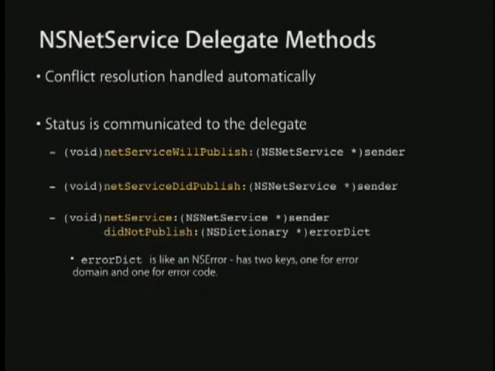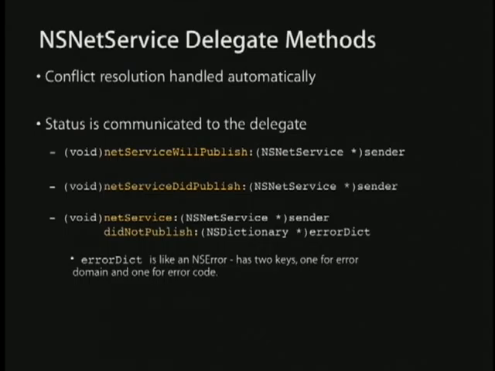Here are some of the delegate methods that you can get back. So the first thing, actually, conflict resolution. Let's say you have a printer, Canon, whatever that was, MP380. If there's already a Canon MP380 on the network, Bonjour will go ahead and, unless you explicitly tell it not to via a property, Bonjour will go ahead and rename that service to something unique.